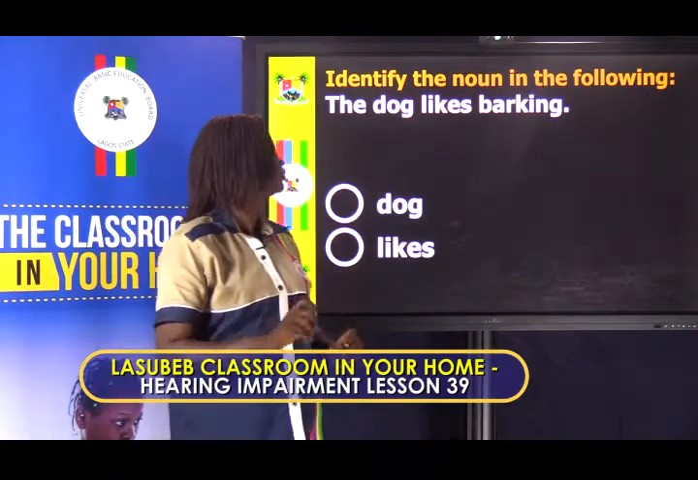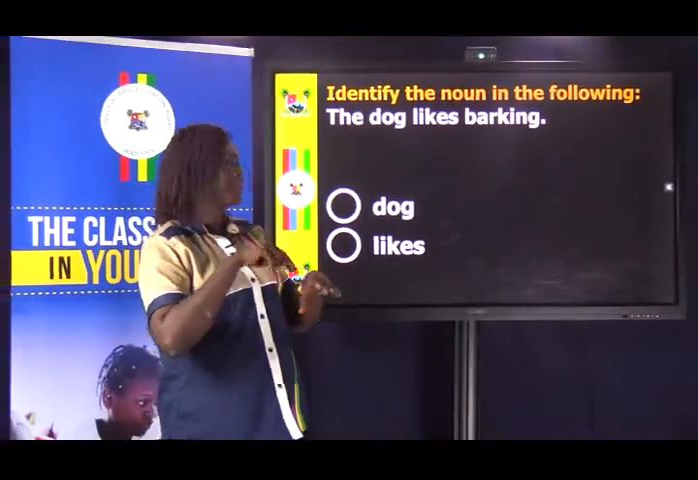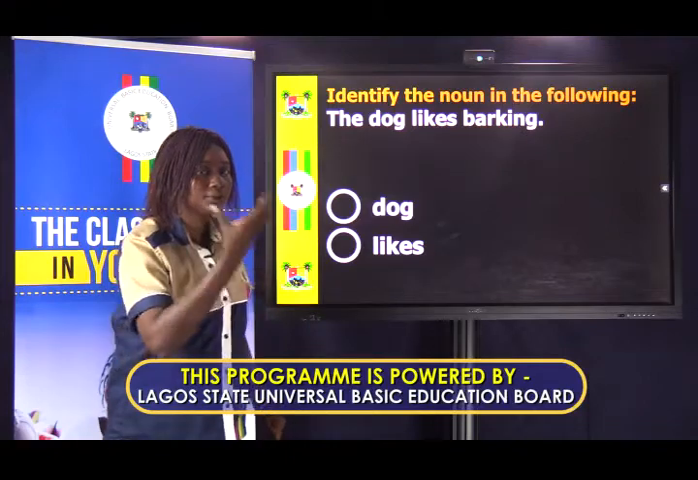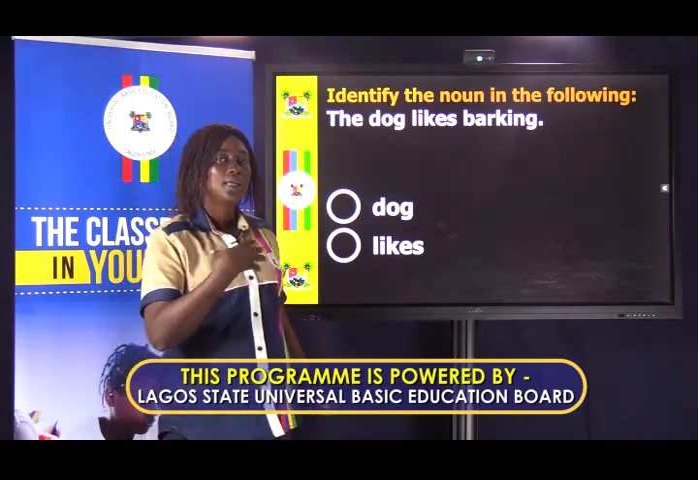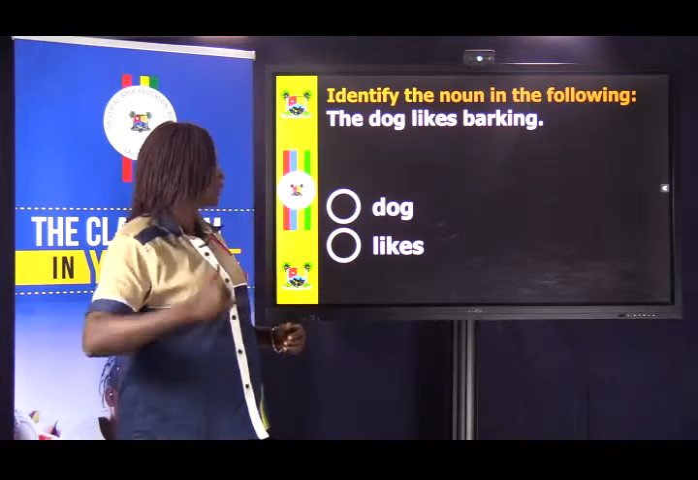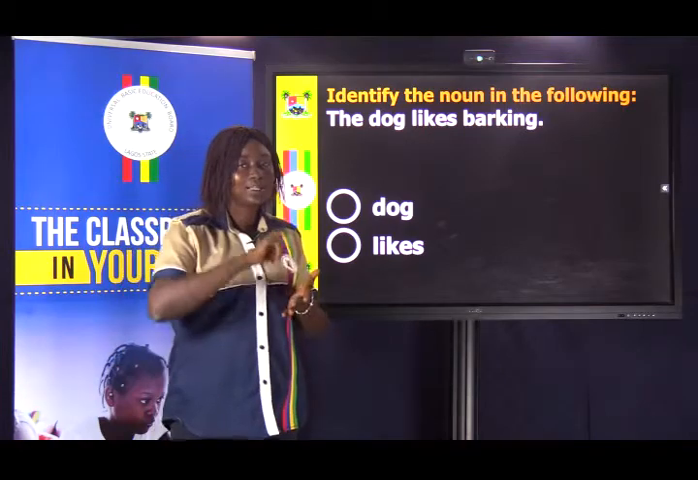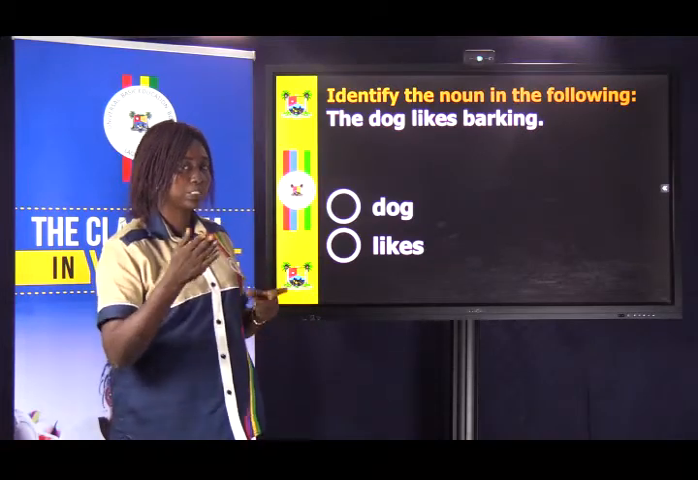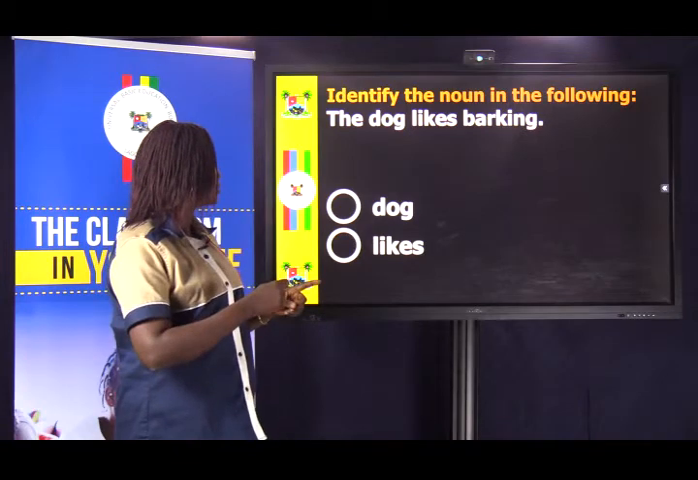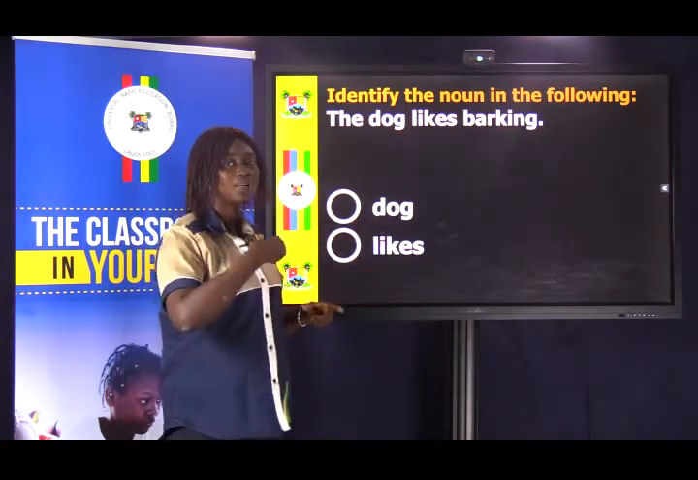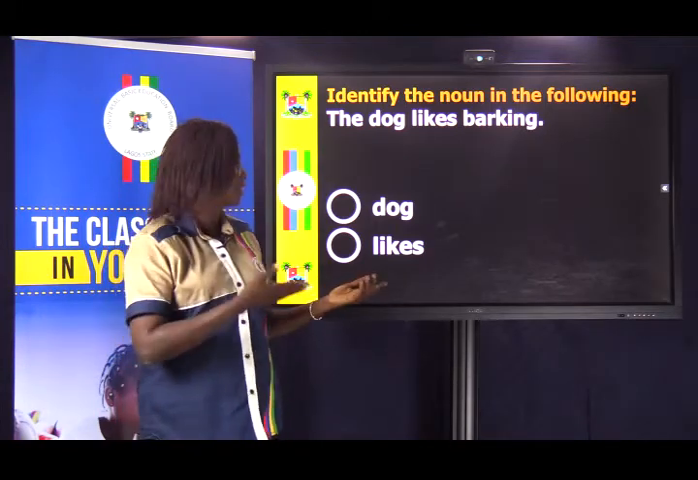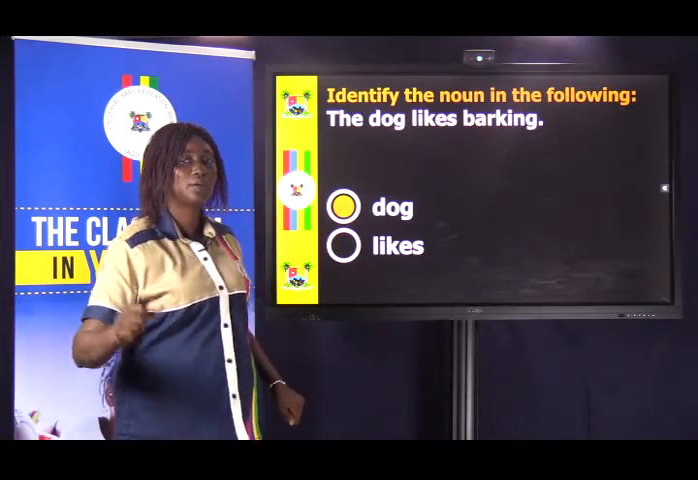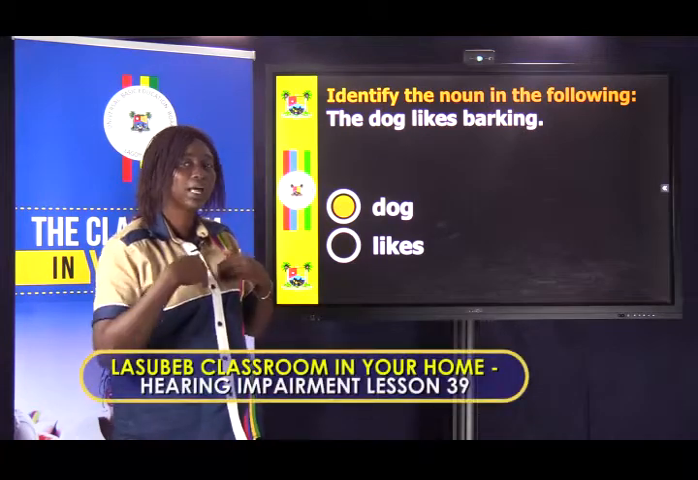Another question. Identify the noun in the following. The dog likes barking. We have learned that a noun is a name of a person, animal, place, or thing. Now, from this, pick dog or likes, which one is a noun here? Dog. Dog is a name of an animal.